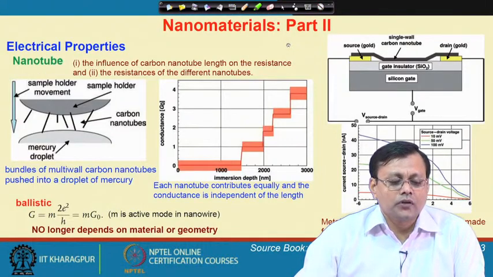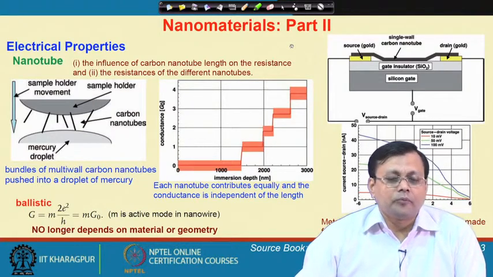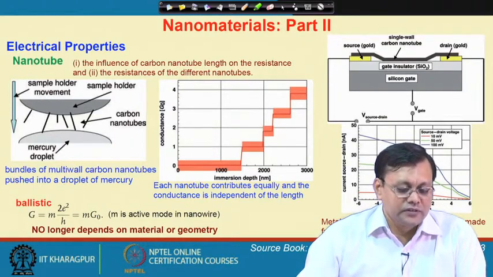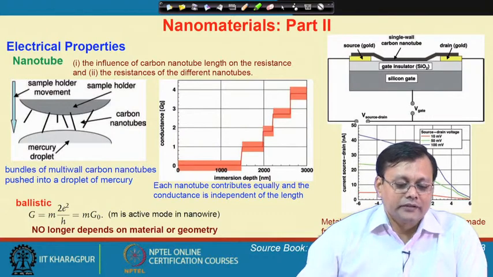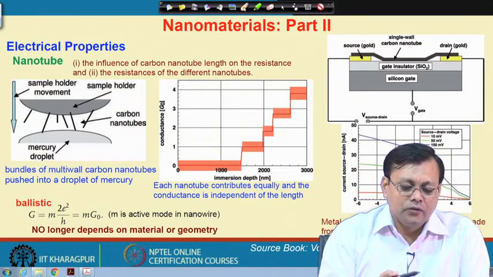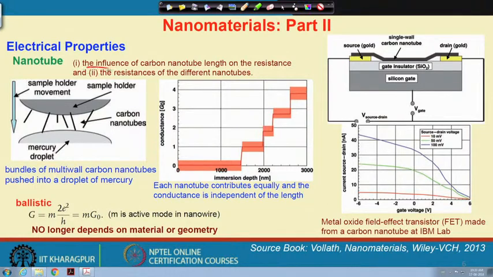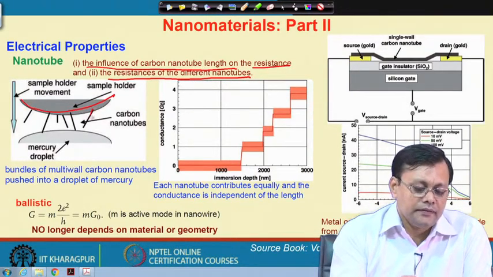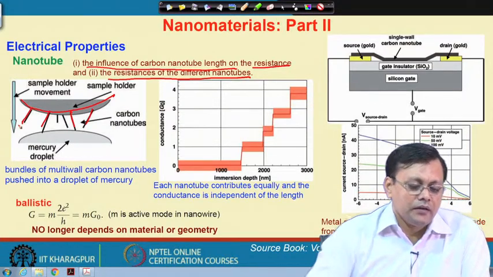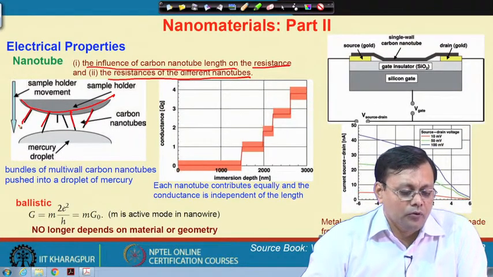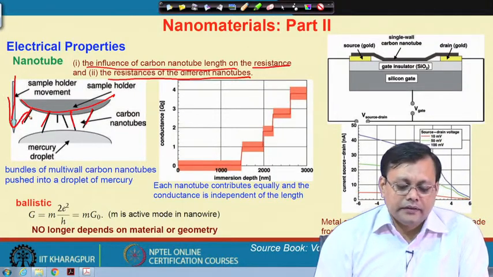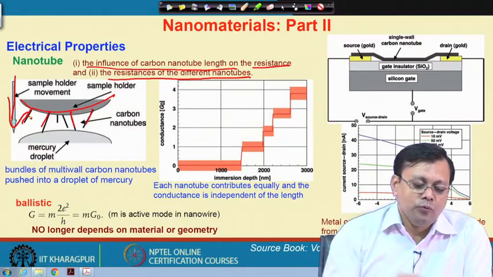We can also try to see how the electrical properties vary in case of a nanotube. Okay. And whenever we talk about nanotube, the most interesting thing is the carbon nanotube, you already understood. So, here people tried to look at the influence of carbon nanotube length on the resistance of different nanotubes. What they have done, they have taken a sample holder, and these are the nanotubes which are basically stuck to the sample holder, and the sample holder moves into a mercury droplet, and then the current and IV characteristic is basically measured with the depth.